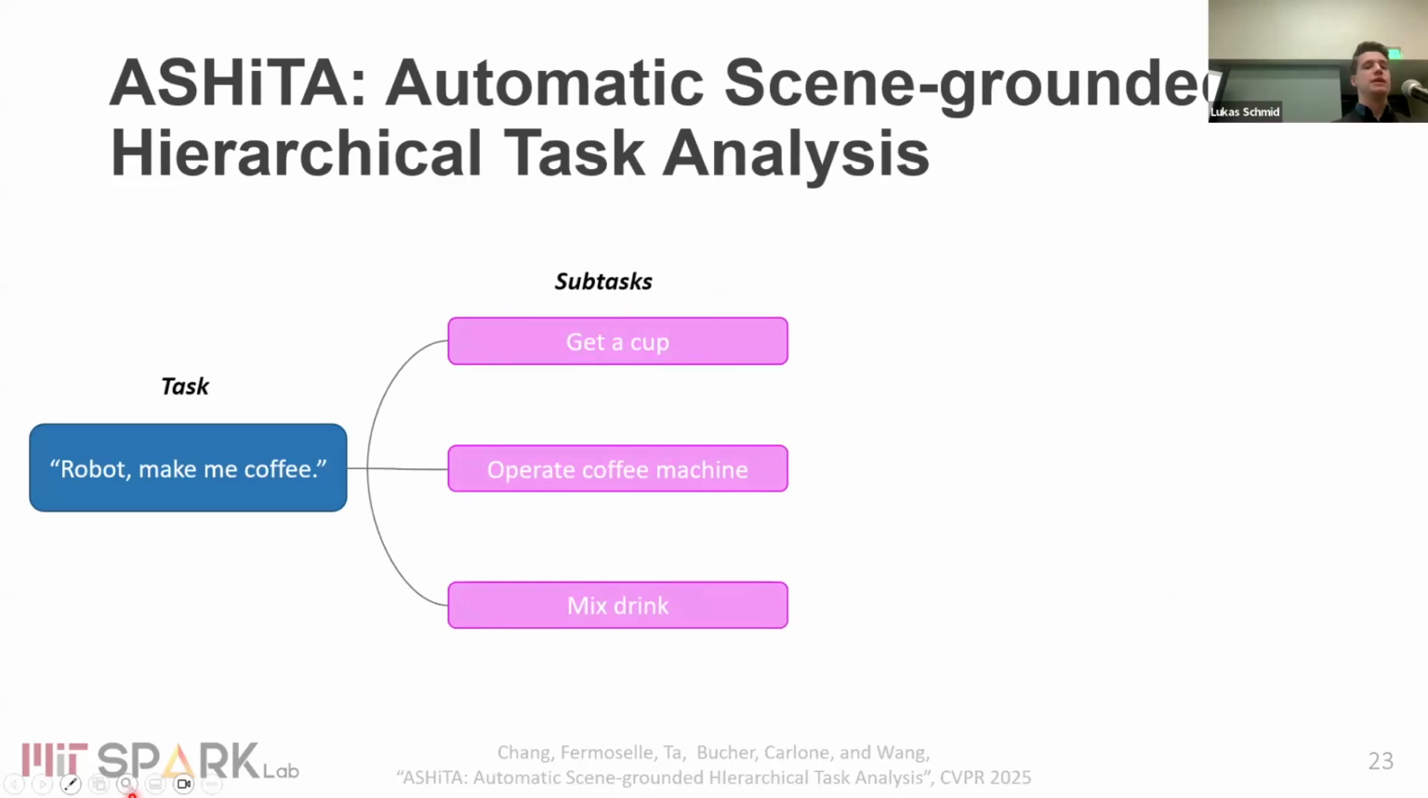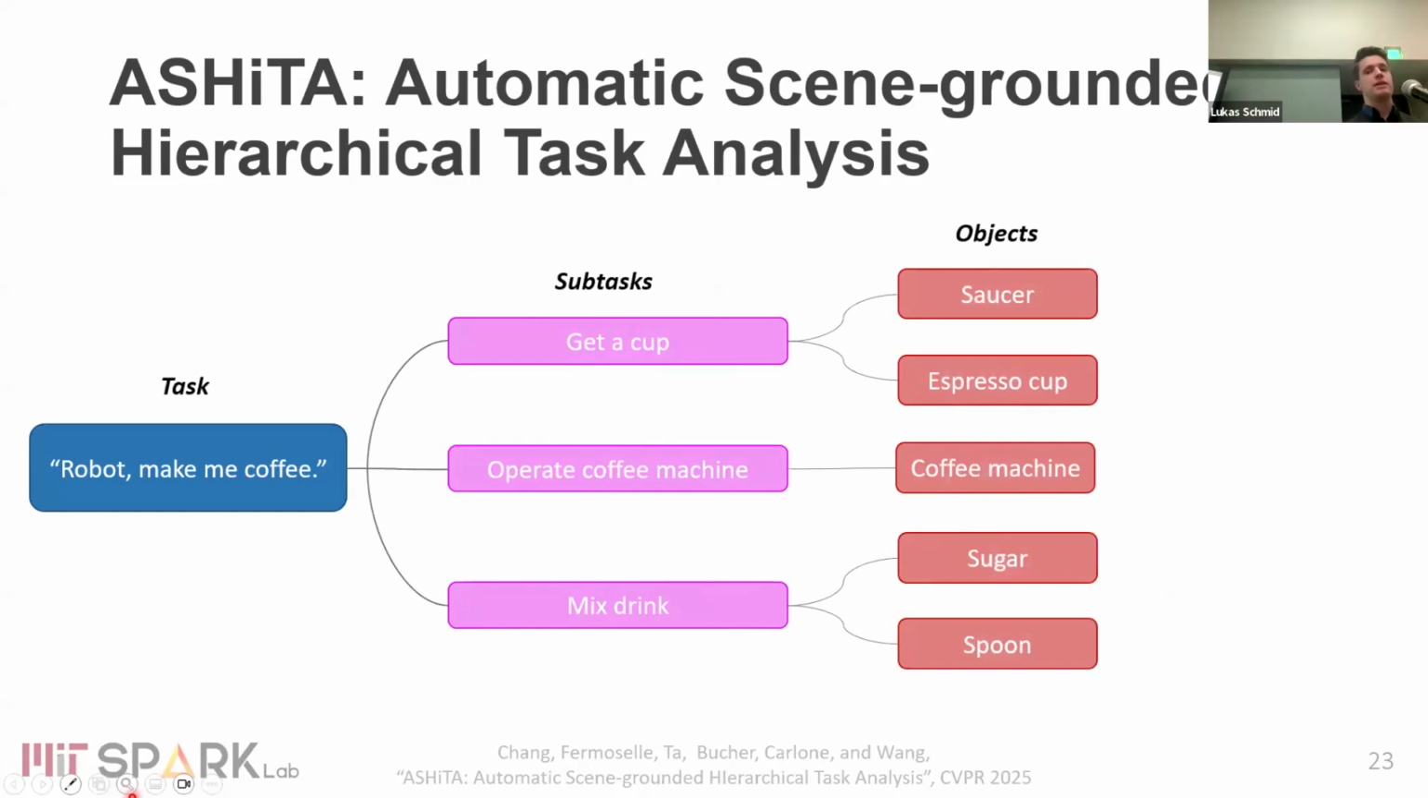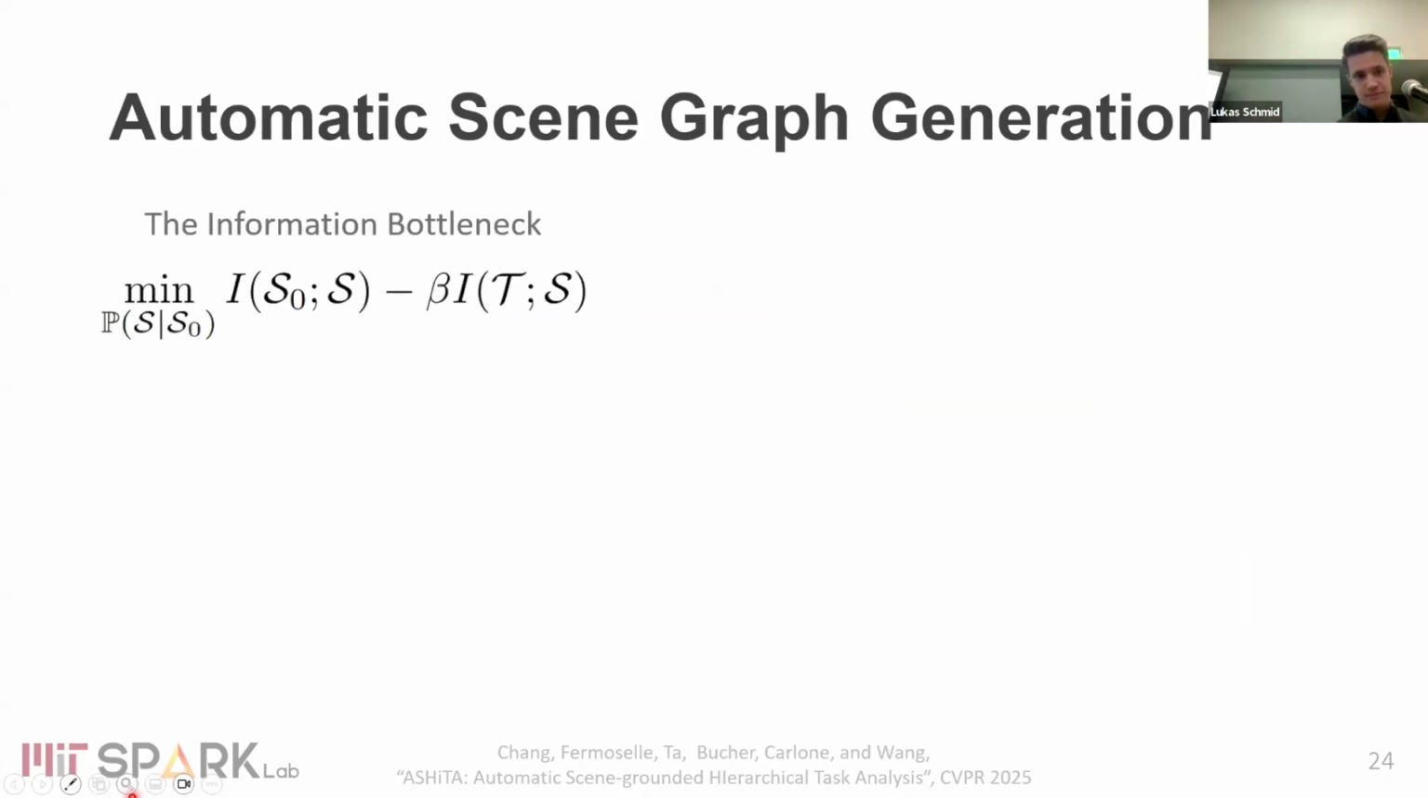In order to make coffee, we need to get a cup, operate the coffee machine, and mix a drink, and then find the task relevant objects. In order to get the cup, we might need a saucer, an espresso cup, and so on and so forth. Now, what is really important is we also need the physical scene grounding. So all of these tasks are pretty useless if we don't actually have saucers and espresso cups in our environments.